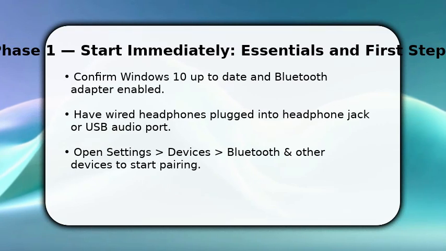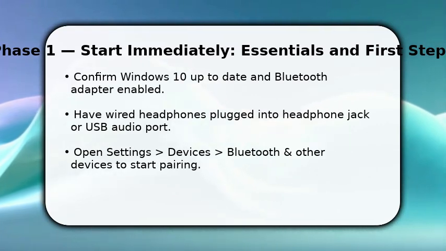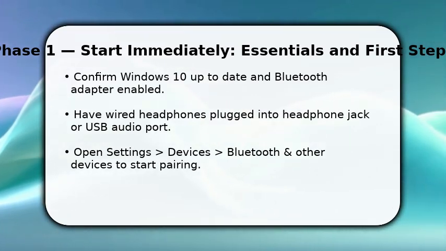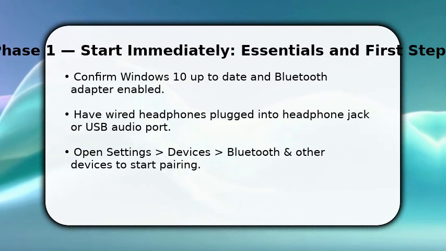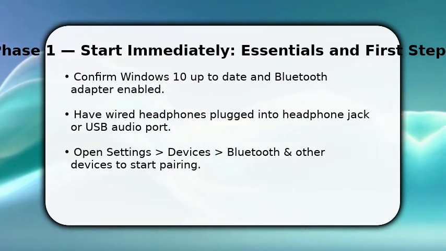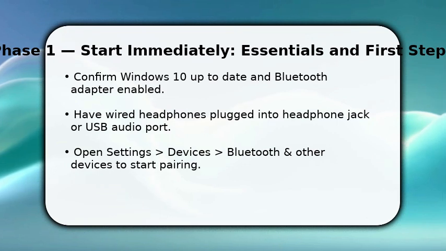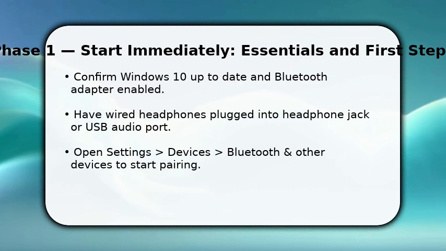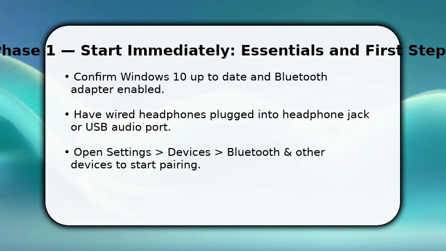You begin by confirming two prerequisites: Windows 10 updated and Bluetooth turned on. Plug your wired headphones into the 3.5mm jack or USB port now, because Windows needs the device present to route audio. Then open Settings, go to Devices, and choose Bluetooth and other devices to add the headset.